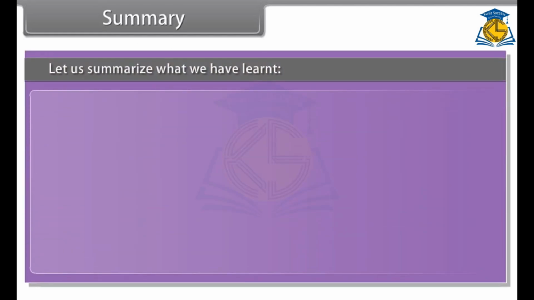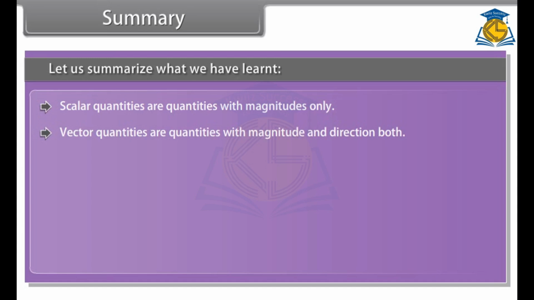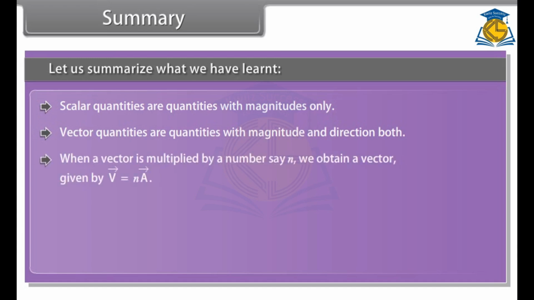Summary. Let us summarize what we have learnt. Scalar quantities are quantities with magnitude only. Vector quantities are quantities with magnitude and direction both. When a vector A is multiplied by a number, say n, we obtain a vector v given by v = nA. The process of subtraction can be seen as addition with negative sign.